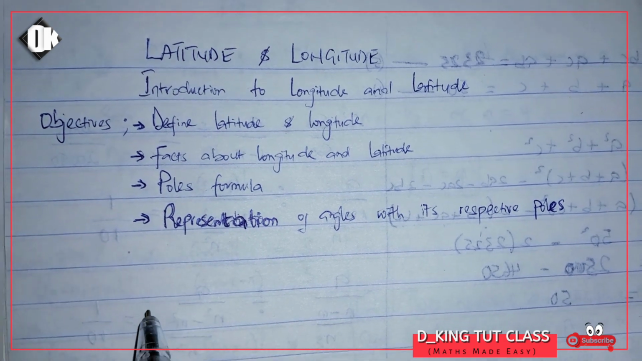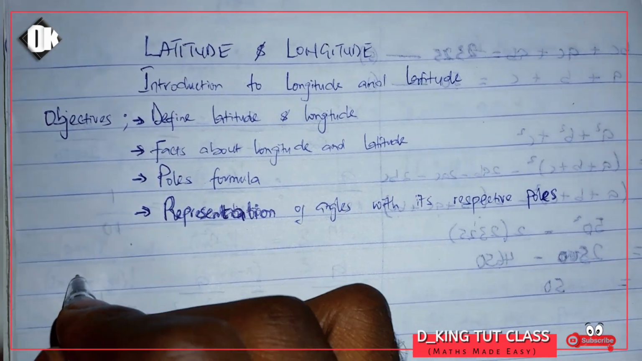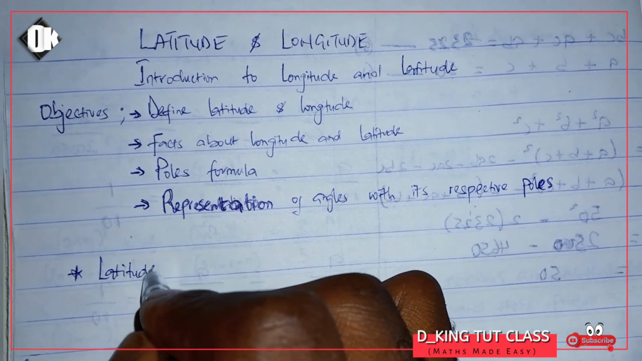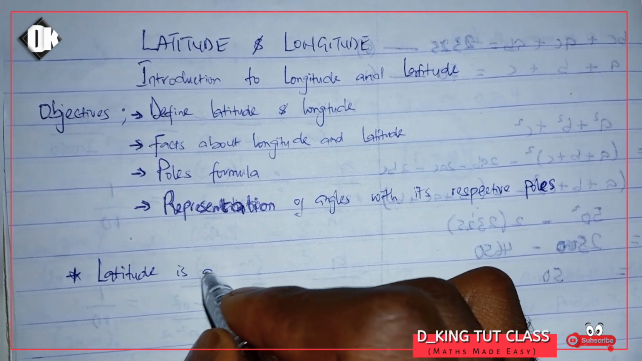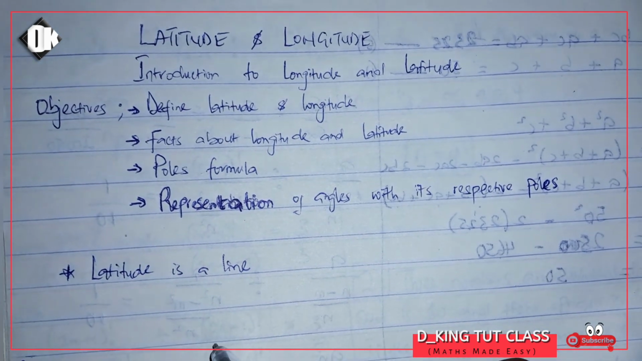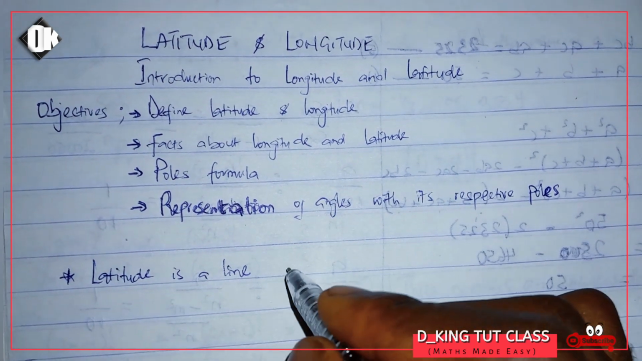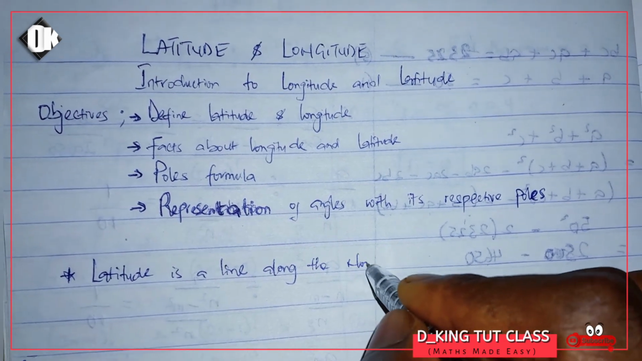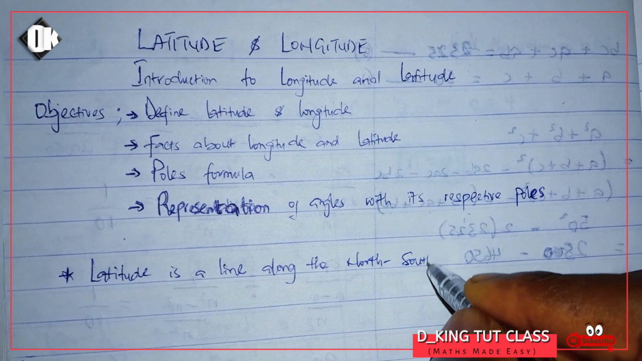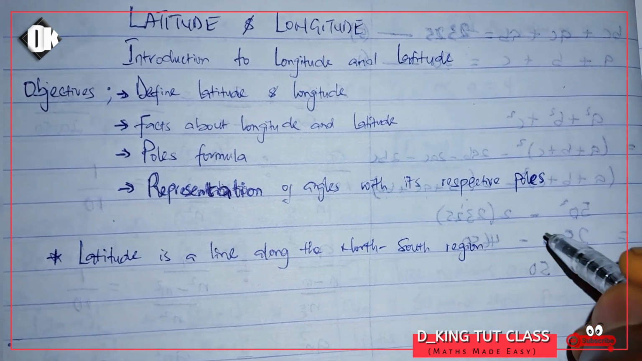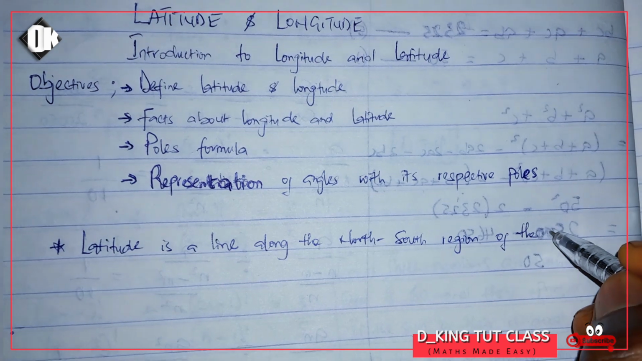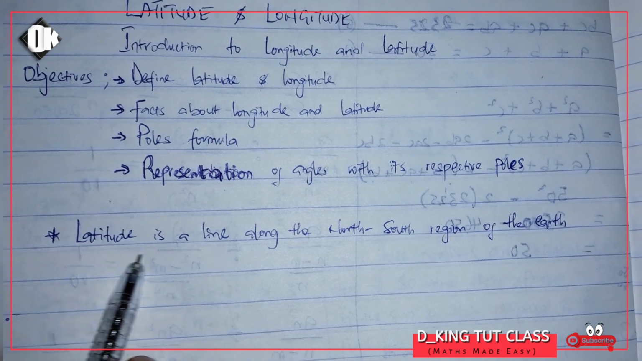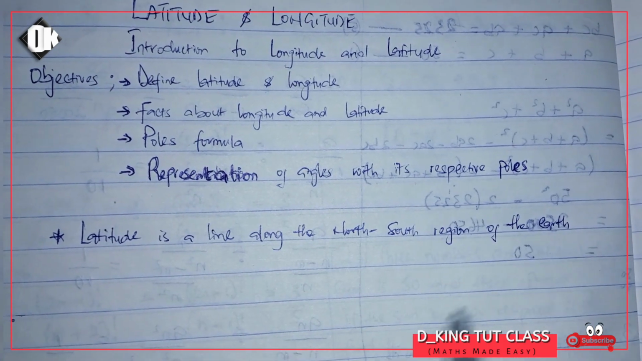Now, when we hear the word latitude or longitude, the first thing you should notice is that latitude and longitude are both what? Lines. So latitude is a line, the same thing as longitude. Now, what is latitude? Latitude is a line along the north-south region of the Earth or of the sphere. So latitude is a line along the north-south region of the Earth.